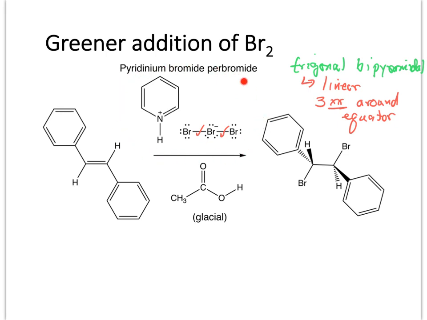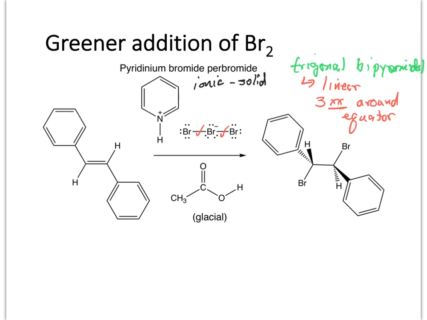Now, it has some advantages. One, as an ionic compound, it is a solid. And it's easier to handle than the very volatile liquid molecular bromine. Right? We can weigh it on a balance. We can handle it with a spatula. You still should wear your gloves as you're handling it, but it's much easier to handle than the volatile bromine.